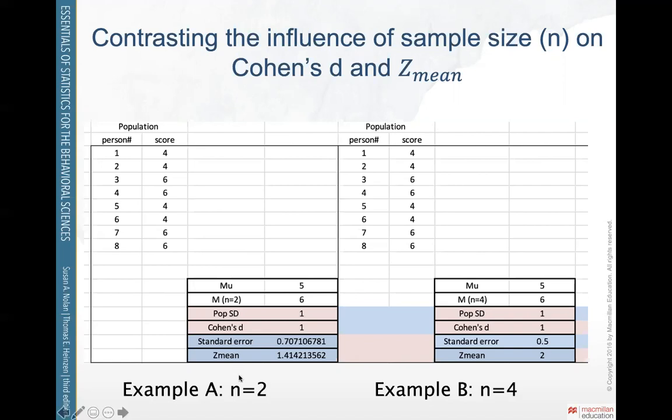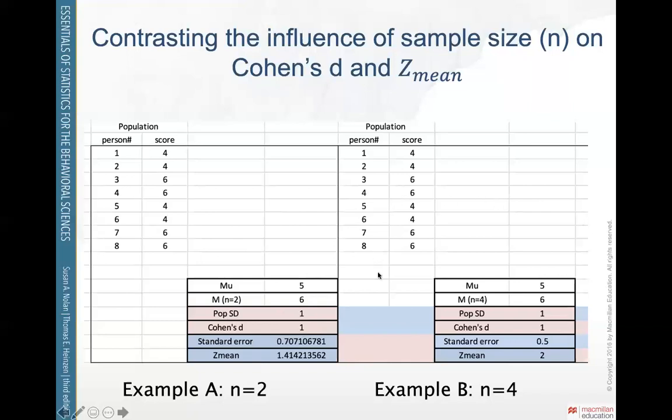I've also calculated the population standard deviation using the Excel shortcut. So if you haven't calculated standard deviation by yourself in a while, I just did it for you. The population standard deviation of this population right here is 1. So if you take the numerator, we already said 6 minus 5, that equals 1, divided by the population standard deviation of 1. 1 divided by 1 gives us our Cohen's D of 1, which is right here.